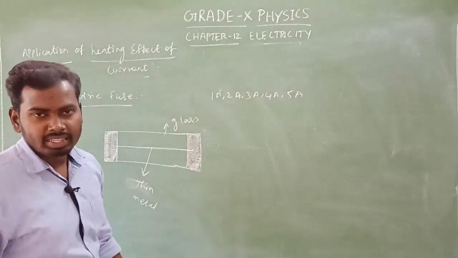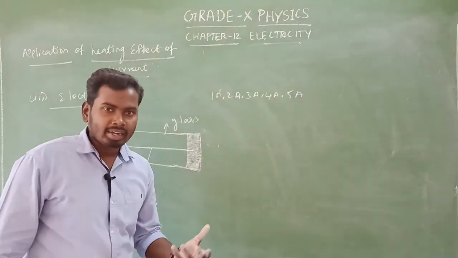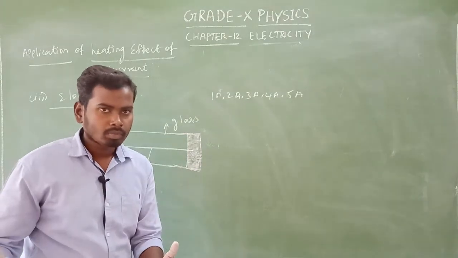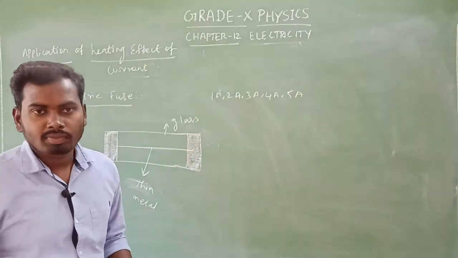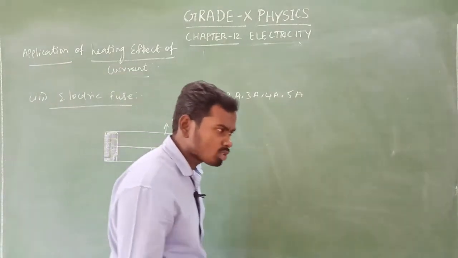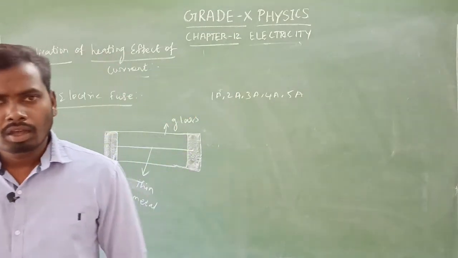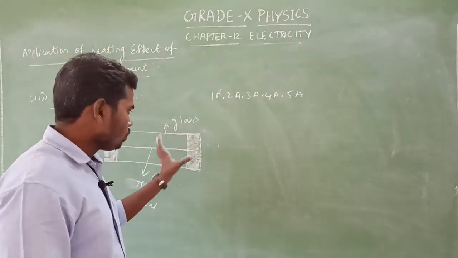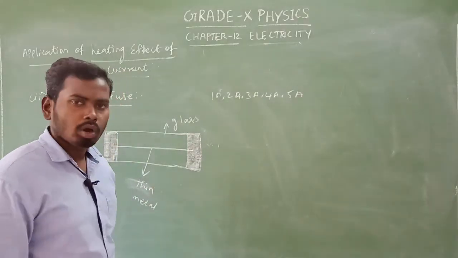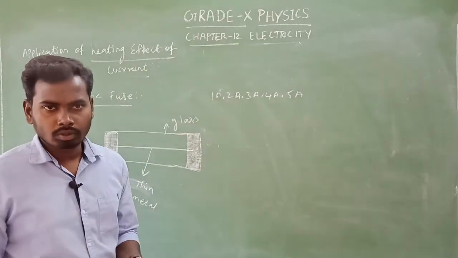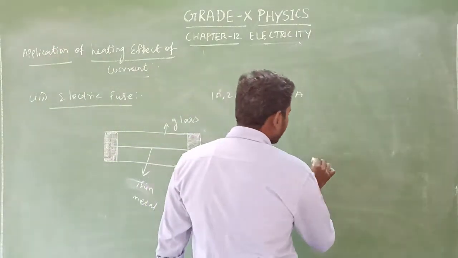So what does it mean, sir? A fuse is one of the devices which protects the electrical appliances from the maximum amount of current. Nowadays most electrical appliances contain a fuse. Now we are going to see how the fuse is working. That we are going to discuss. Consider an electric circuit.